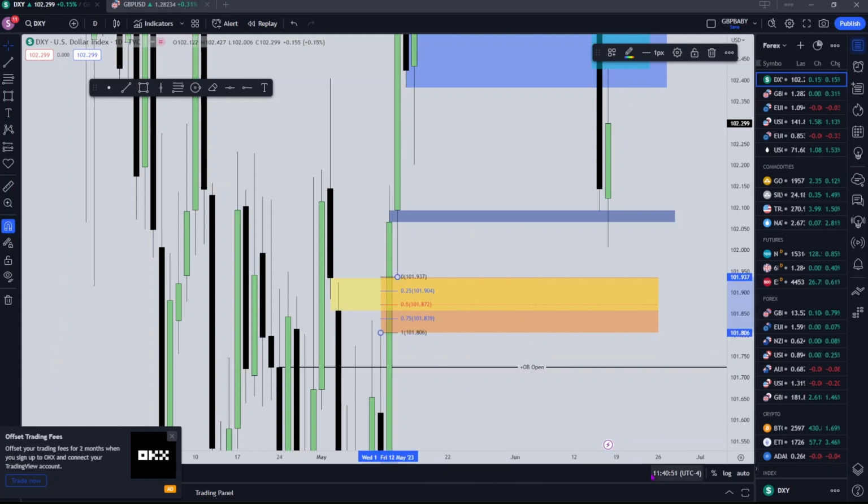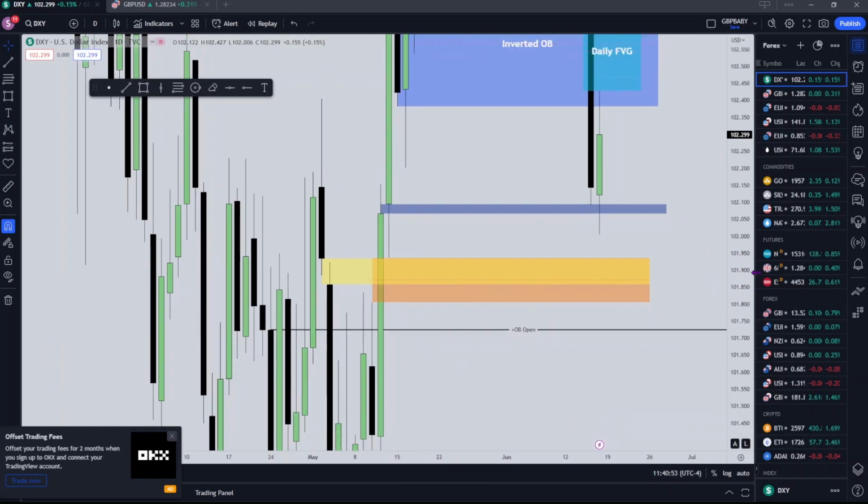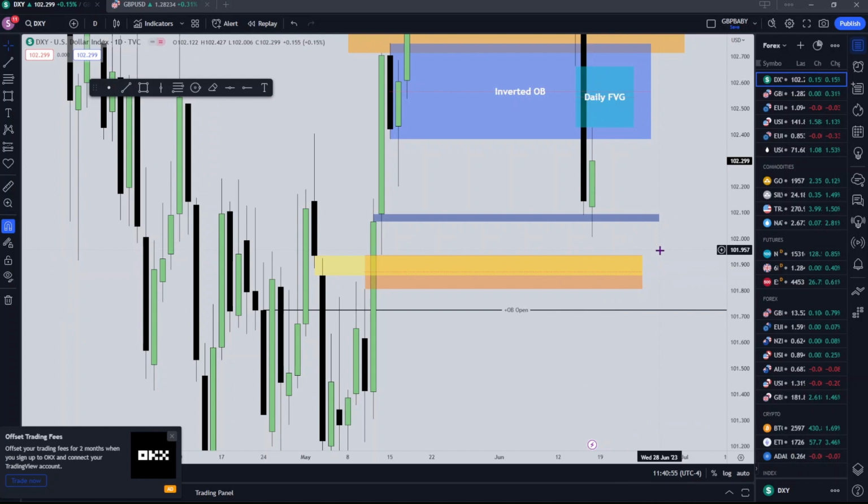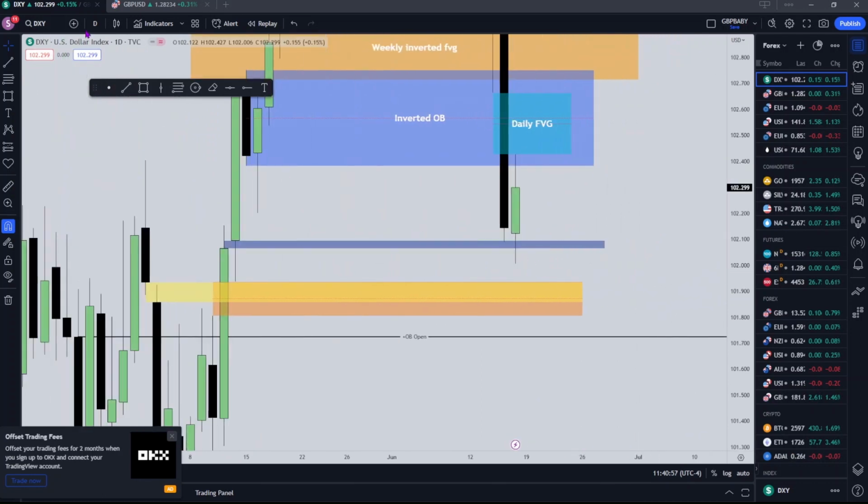101.872, perfect. And I'll see that as a potential draw on liquidity for looking into in the following weeks price action.